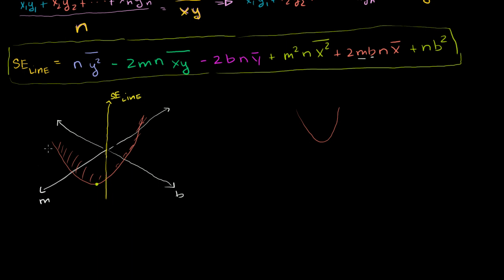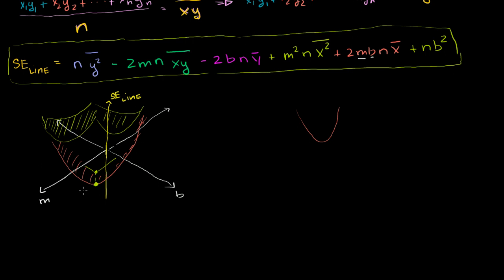Notice this is a 3-dimensional surface, so I don't know if I'm doing justice to it. You could imagine a 3-dimensional surface that looks something like this. This is the back part that you're not seeing. So that's the inside of our 3-dimensional surface. We want to find the m and b values that minimize the value on the surface. So there's some m and b value right over here that minimizes it.